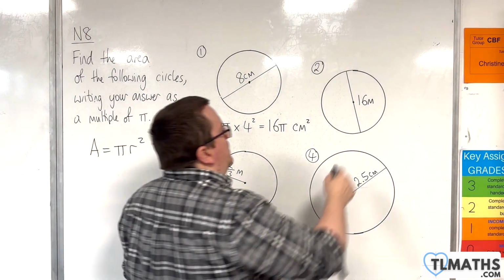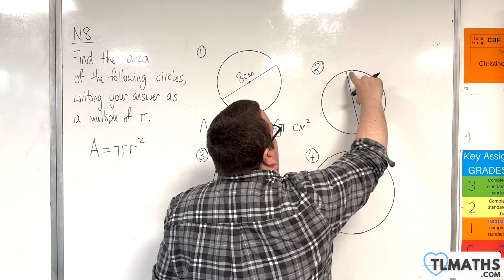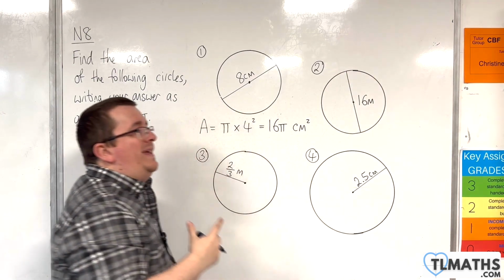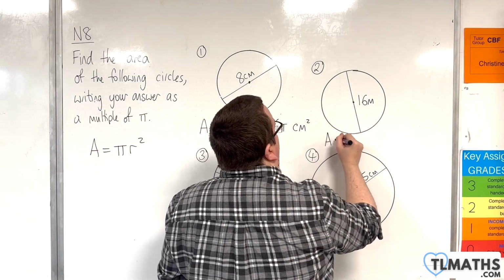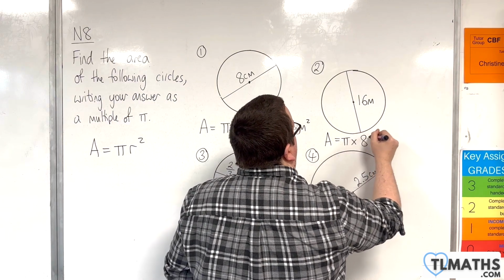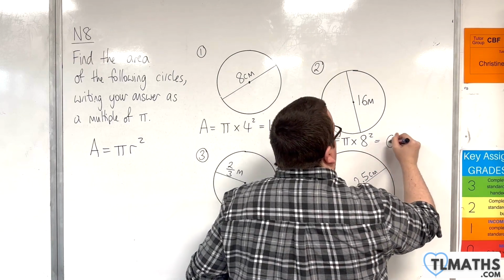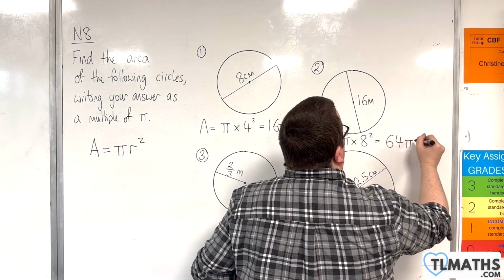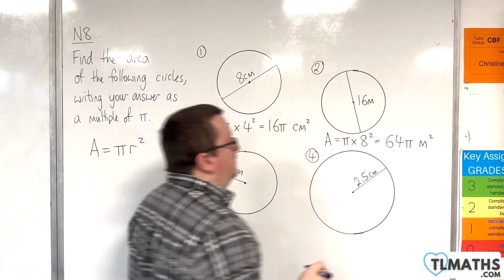Now for number 2, the diameter is 16 metres. So that means that the radius, which is halfway, will be 8 metres. So our area for number 2 is going to be pi times 8 squared. 8 squared is 64, so this will be 64 pi, and the units, because we're in metres, will be metres squared.